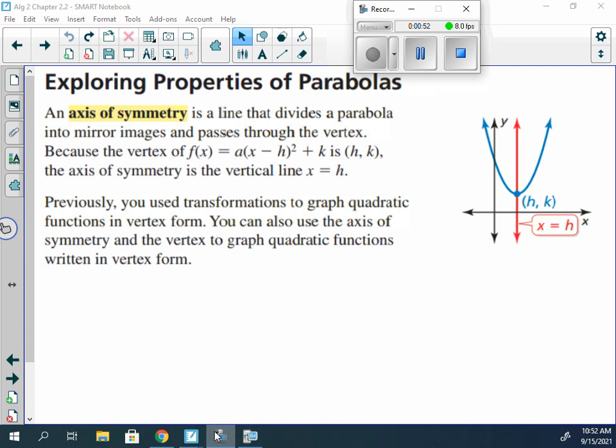So our vertex is going to be the point h comma k. The axis of symmetry, which passes through this vertex, will be x equals h.